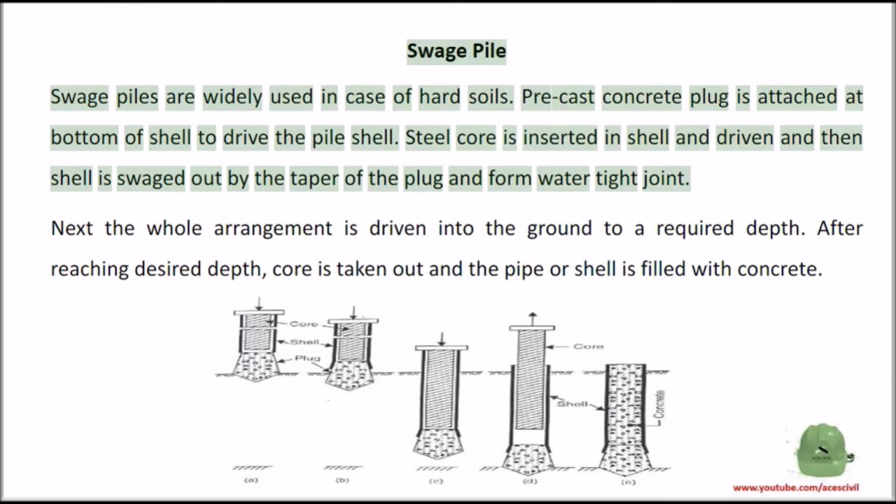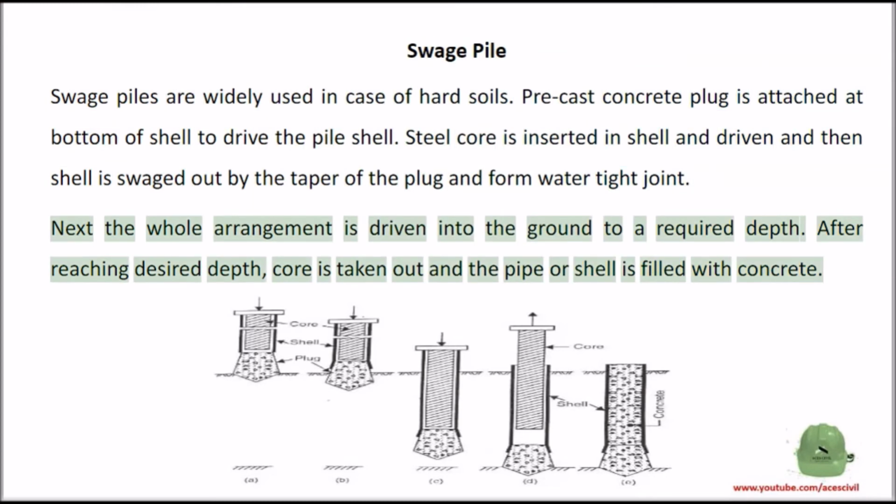Swage pile. Swage piles are widely used in case of hard soils. Precast concrete plug is attached at bottom of shell to drive the pile shell. Steel core is inserted in shell and driven, and then shell is swaged out by the taper of the plug and form watertight joint. Next, the whole arrangement is driven into the ground to a required depth. After reaching desired depth, core is taken out and the pipe or shell is filled with concrete.